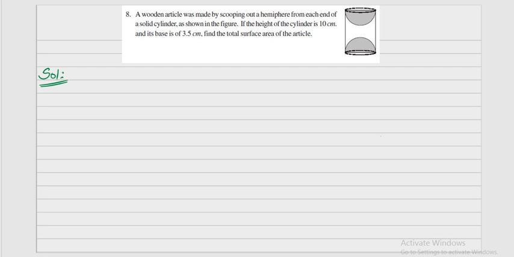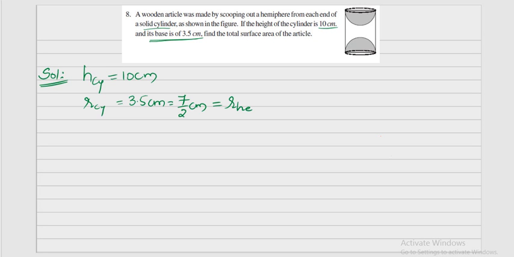A wooden article was made by scooping out hemispheres from each end of a solid cylinder. If the height of the cylinder is 10 centimeters and its base is 3.5, so what are the things that are given? So height of cylinder is given as 10 centimeters, and next its base is of 3.5 centimeters. So here base is nothing but base radius, right? So radius of cylinder is given as 3.5 centimeters. So this 3.5 centimeters I can write it as 7 by 2 centimeters. So this is nothing but radius of cylinder as well as radius of hemisphere also, right?